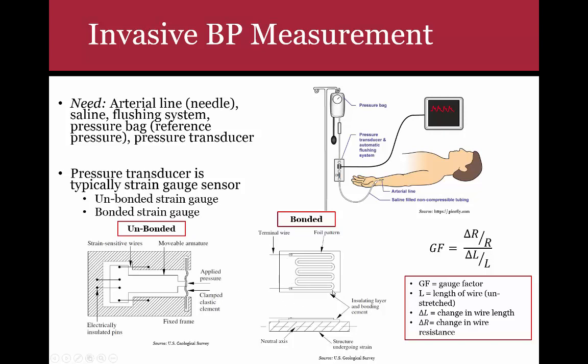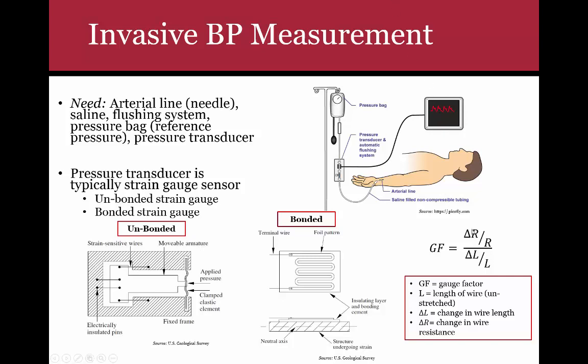And this is basically a variable resistor, and the variability in resistance depends on the strain, which depends on the pressure being applied on the diaphragm. So that'll be placed, and then when this diaphragm moves, it causes a change in resistance, which then gets calculated to a change in pressure, which you'll see on a screen.